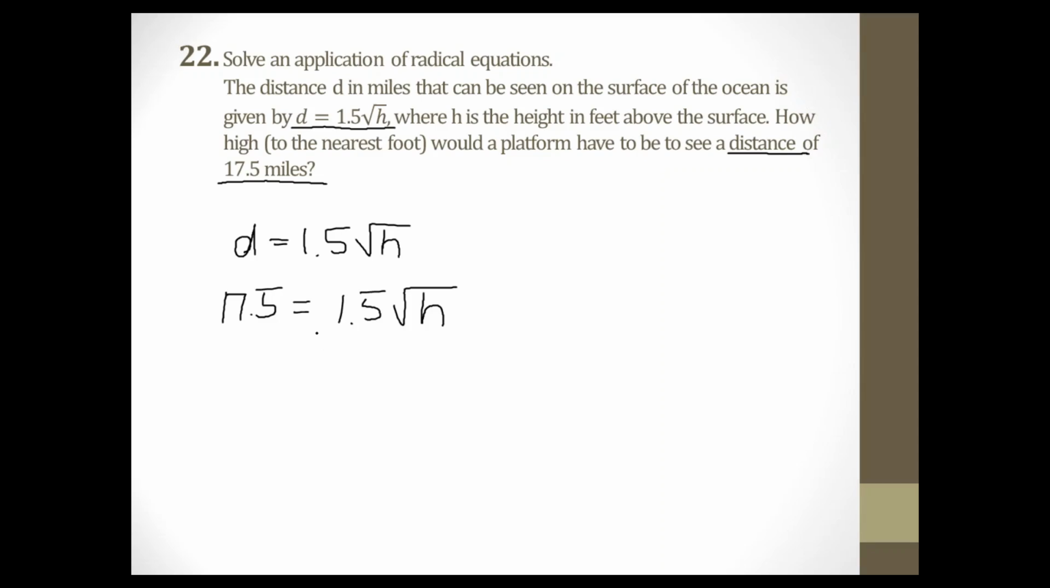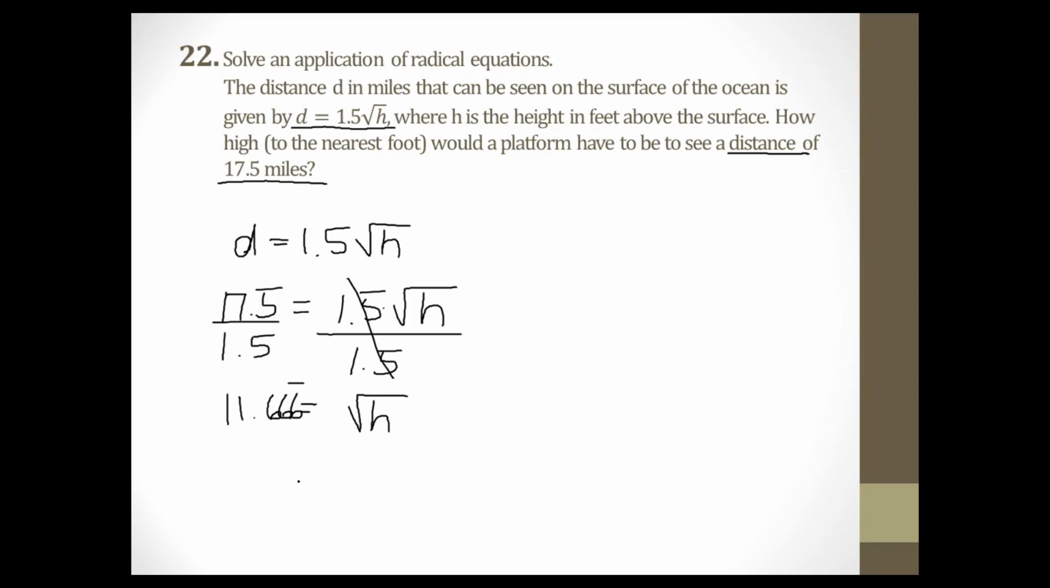Solving for h. So first step, because this indicates multiplication, let's divide by 1.5 on both sides. So on the right side, we're left with the square root of h, and on the other side, that is going to be a repeating decimal. Actually, I think it's about 11.66666. Best thing is to leave it as is, because at the end we're going to have to round. Whenever dealing with an application or word problem, you should not round within the problem. You should wait all the way until the end to then round your problem if required. So in this case, to the nearest foot.